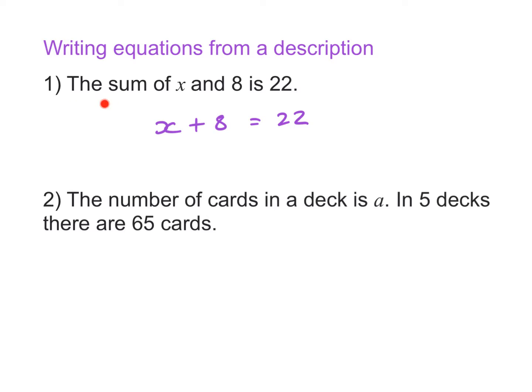Alright, well, for the first one, the sum of x and 8 is equal to 22, or is 22. So x plus 8 is 22, and that's how we would write it. The second one's a little bit more tricky, but the number of cards in the deck is A. In 5 decks, there are 65 cards. So if the number of cards in a deck is A, I would write A, but there's 5, so it would be 5A is equal to 65.